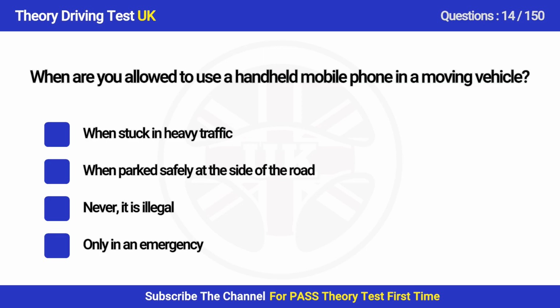A. When stuck in heavy traffic. B. When parked safely at the side of the road. C. Never, it is illegal. D. Only in an emergency. Answer is C. Never, it is illegal.